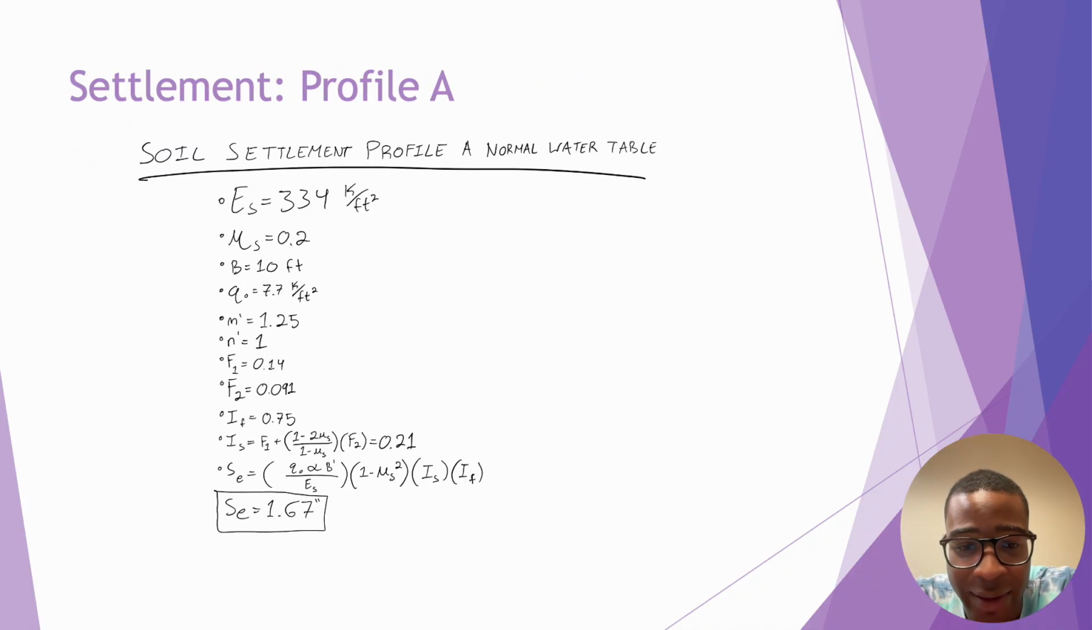Now for settlement, we calculate the elastic settlement. We assumed a mu-s value of 0.2. Of course, we have the same base for our foundation, and taking the area of the foundation and dividing that by the load, we get 7.7 kips per feet squared applied.